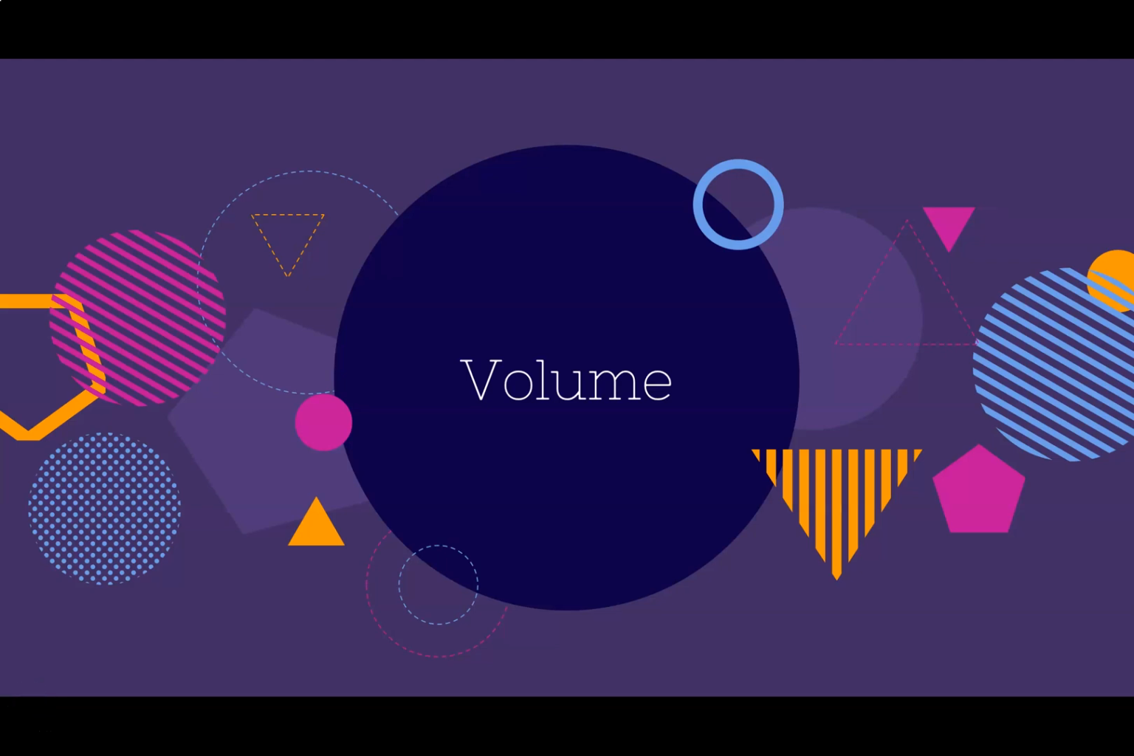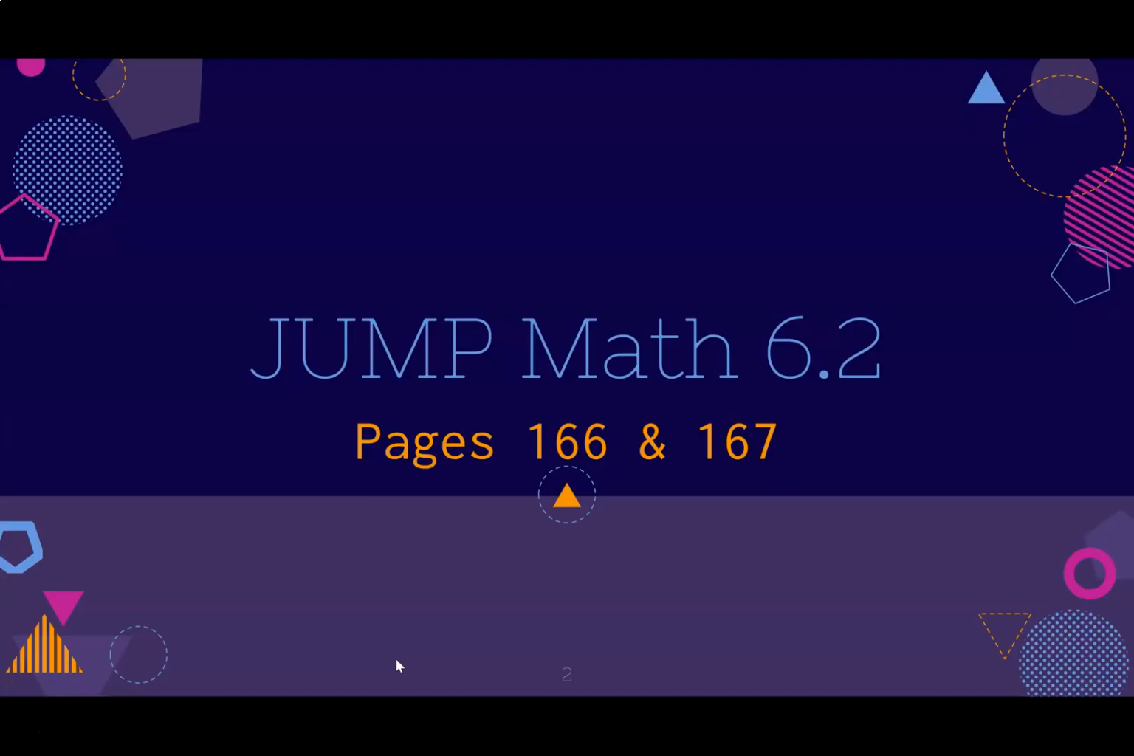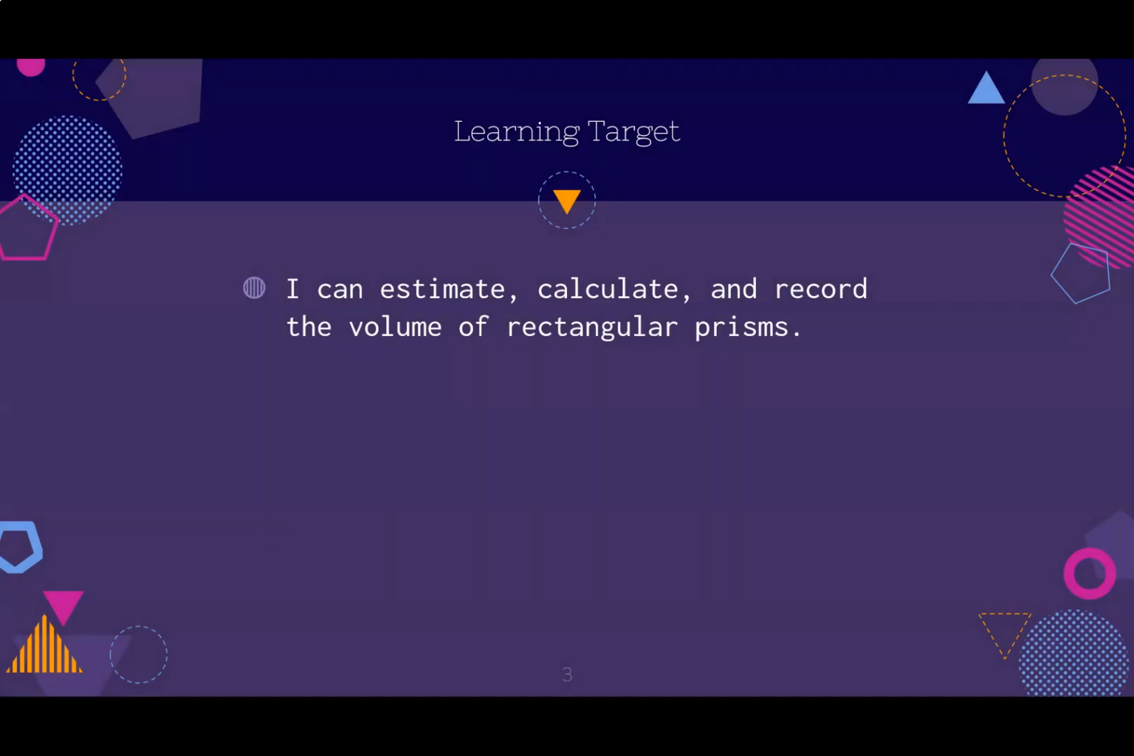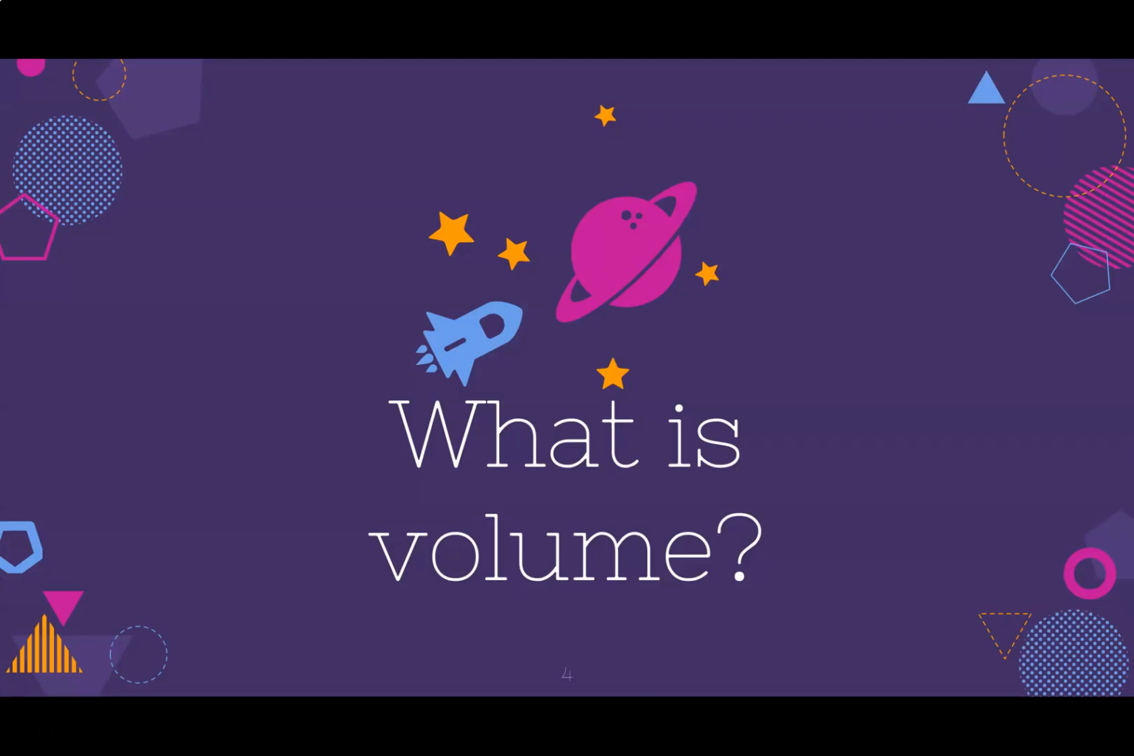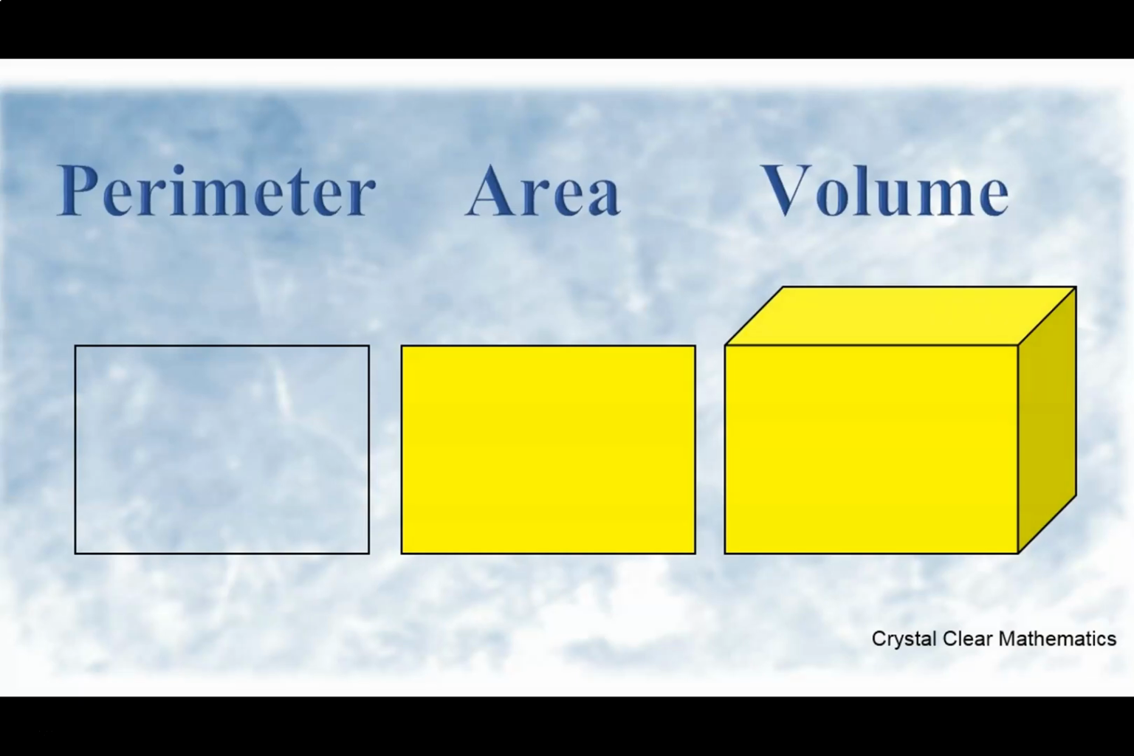Hello grade 6. Today's math lesson is titled Volume, and we will be working on pages 166 and 167 in your Jump Math book. Our learning target for today is I can estimate, calculate, and record the volume of rectangular prisms. Before we begin, let's review what is volume.